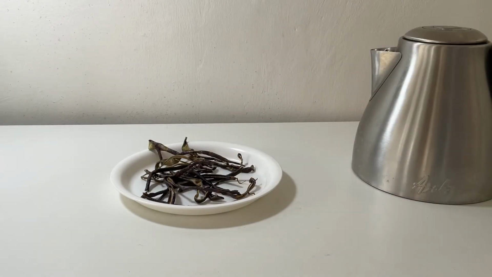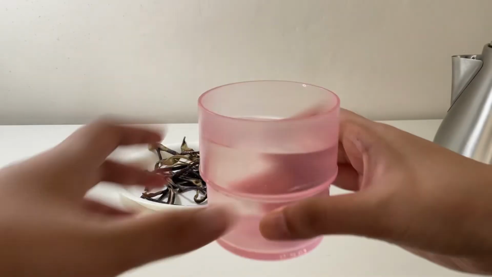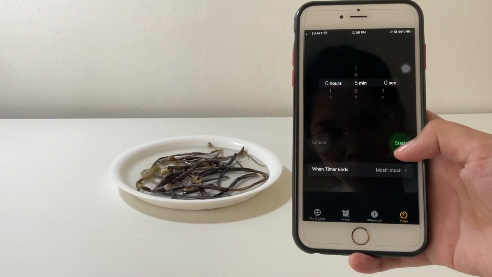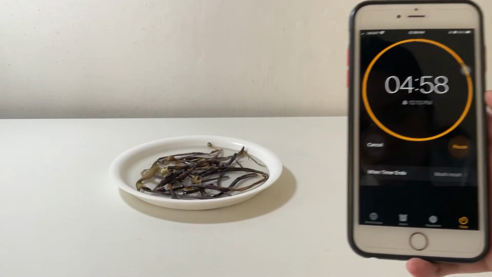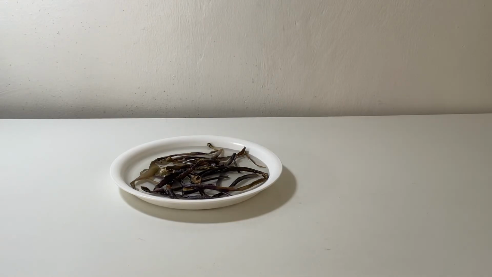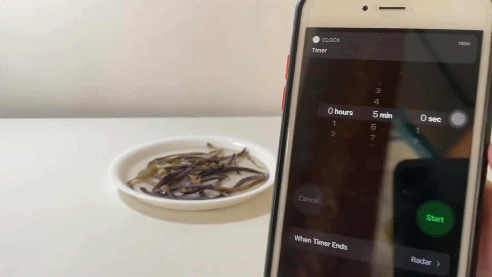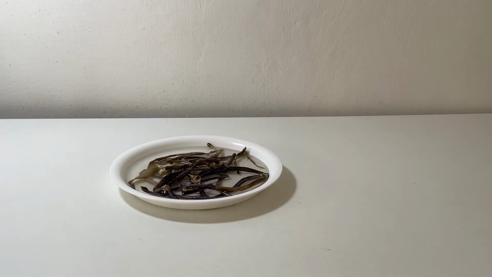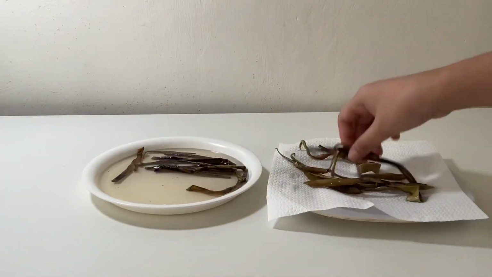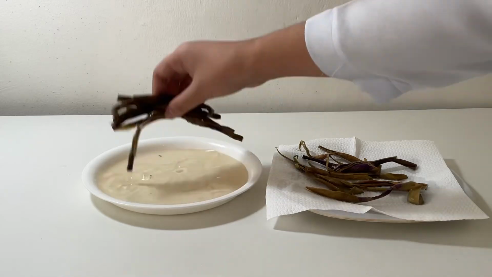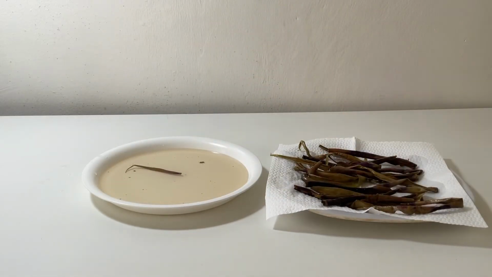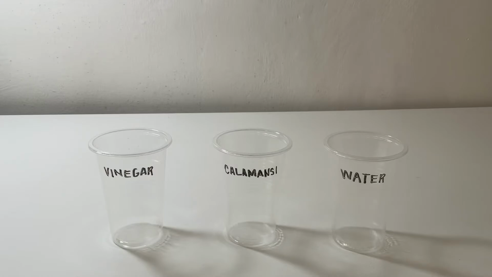By utilizing a heat-resistant container, we boiled 250 ml of water and soaked the dried eggplant peels in the hot water and waited 5 minutes until most of the peels had turned a yellowish-green color. After waiting, we removed the peels and allowed the remaining solution to cool before we used it. In separate plastic cups with labels, vinegar, calamansi, and water.